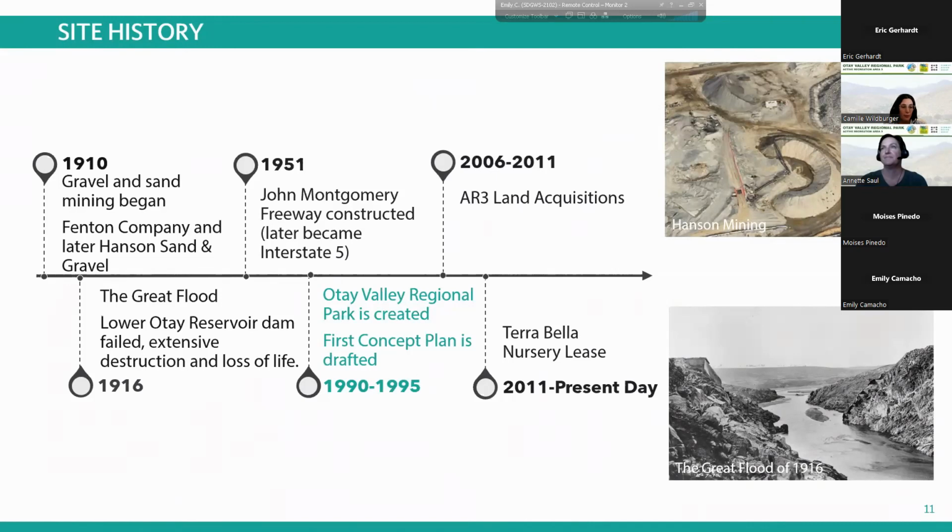Subsequently, in 1995, the OVRP Policy Committee directed the completion of a concept plan which serves as the foundation for future planning and development. This plan underwent updates in 1997, 2001, and 2016. By 2006, the county acquired much of the land that constitutes the Active Recreation Area 3 site. In 2008, member agencies of OVRP completed a Constraints and Opportunity Report for the site. Lastly, from 2011 to present day, the Terabella Nursery has been leasing the land. Next slide, please.